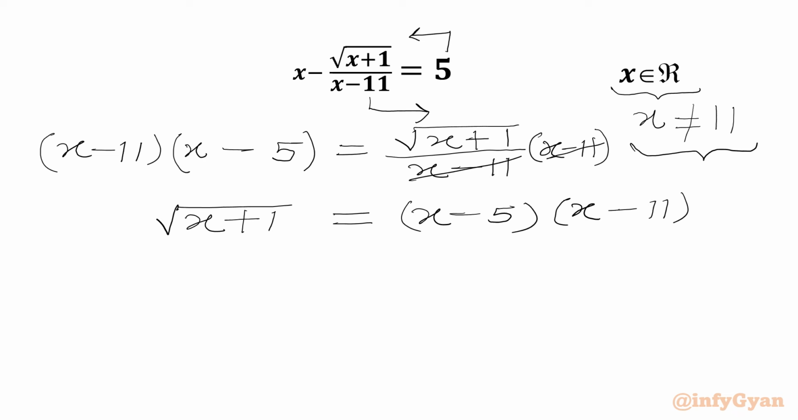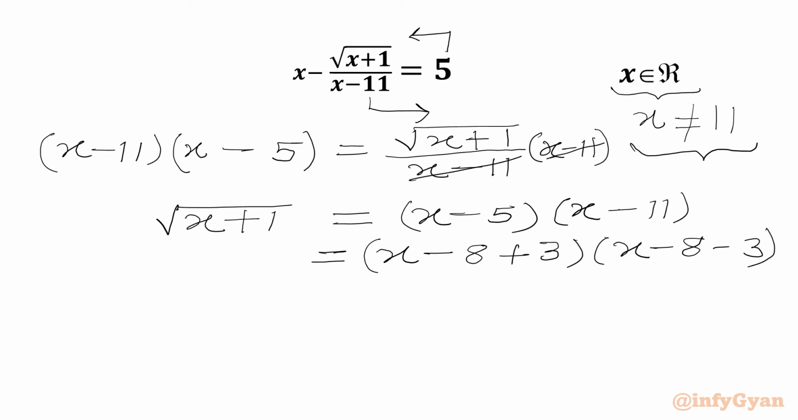Now we are going to use an algebraic manipulation step. We can write x minus 5 as x minus 8 plus 3, since minus 8 plus 3 is minus 5. And x minus 11 we can write as x minus 8 minus 3, since minus 8 minus 3 is minus 11.